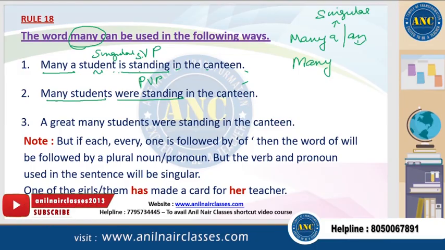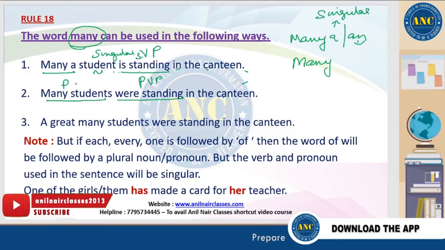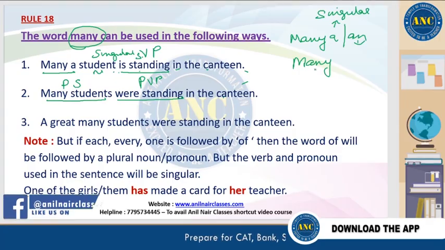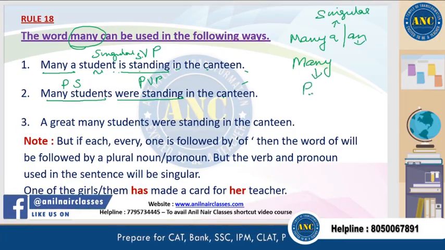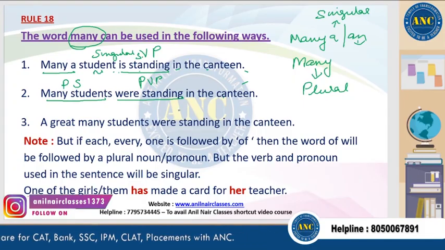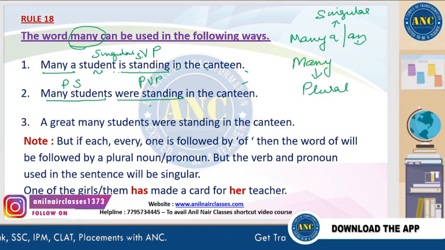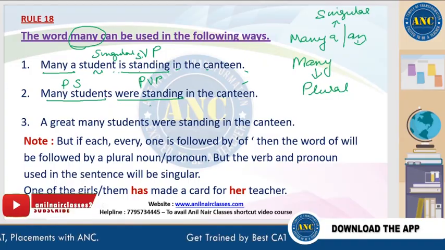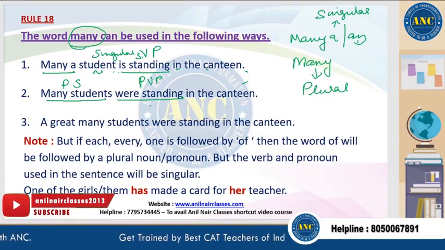So here "many" is used alone, so it is a plural subject. Only "many" is used as plural. Fine. You simply have to learn it like this: "many a" or "many an" is always singular. Only "many" is plural, right?